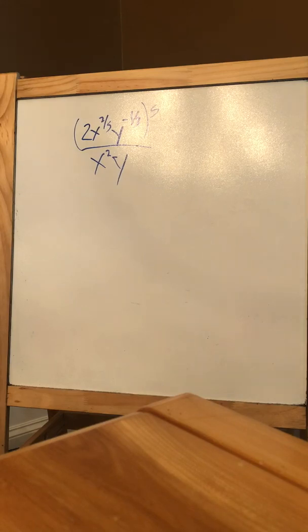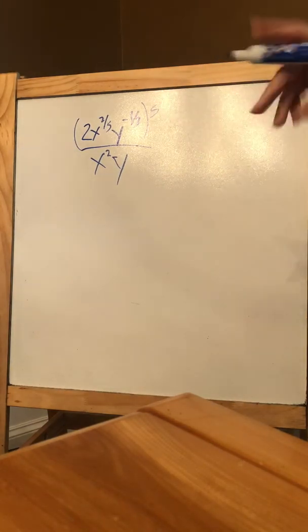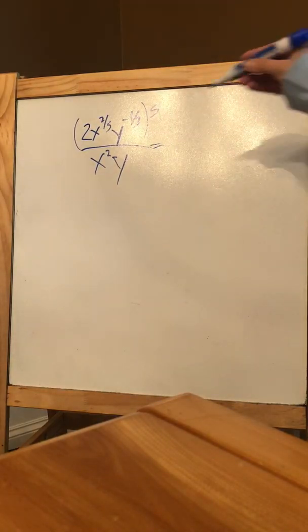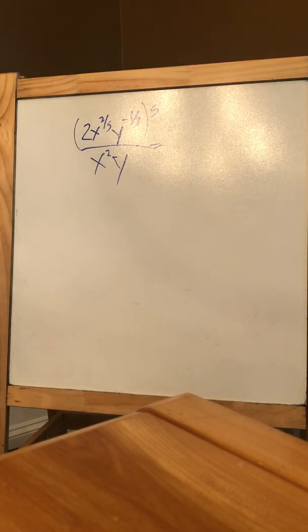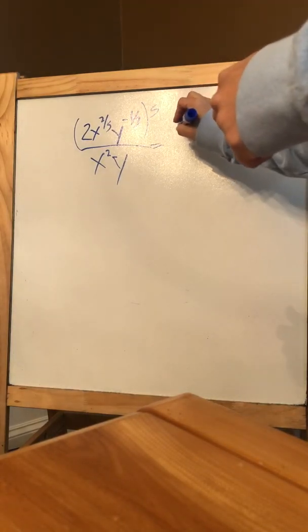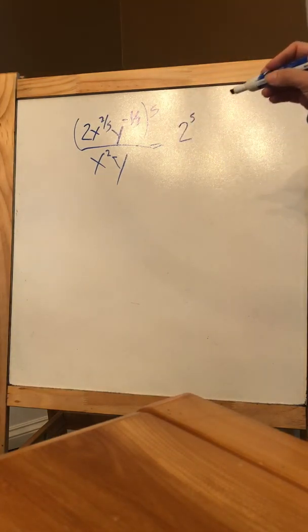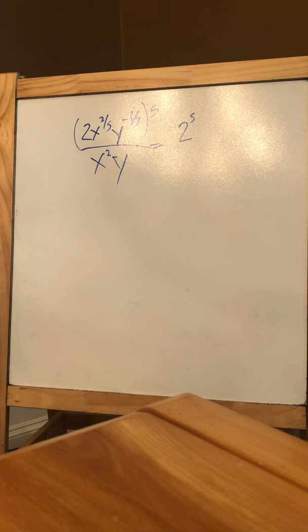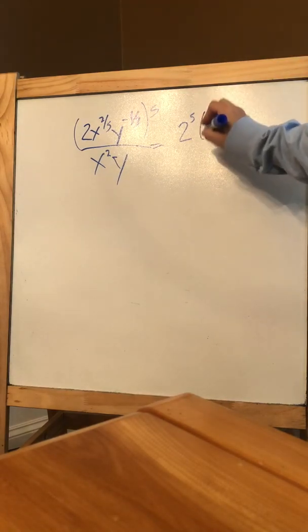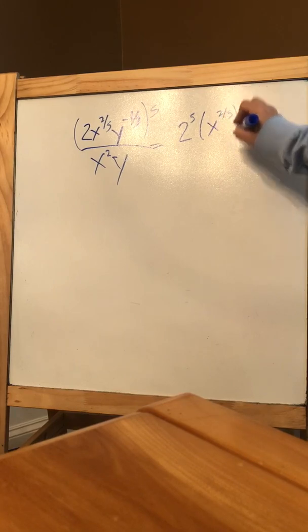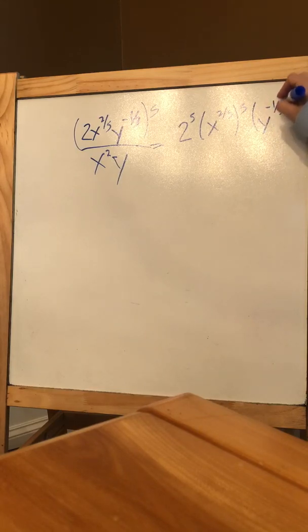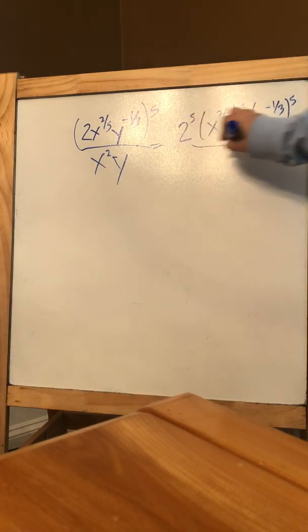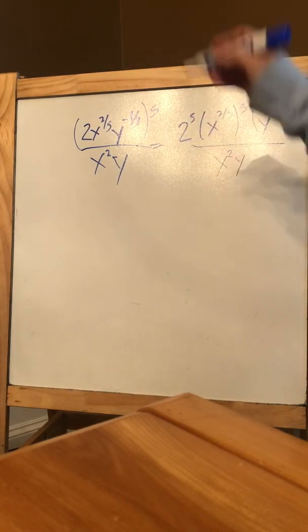Wow. All right, so the first thing we're going to do is distribute this exponent here. The 2 is not attached to anything, so what is 2 to the 5th? Actually, let's just rewrite it before we start trying to multiply stuff out. So 2 to the 5th. Now we have x to the 2/5 taken to the 5th. Now we have y to the negative 1/3 taken to the 5th. We're just rewriting, and it's still all over x squared y.